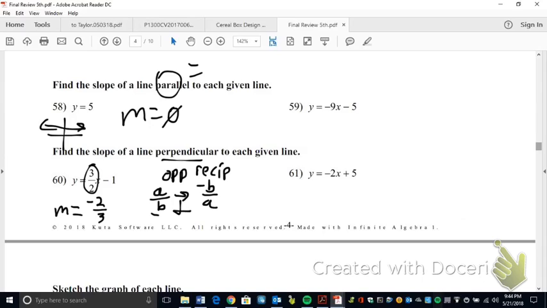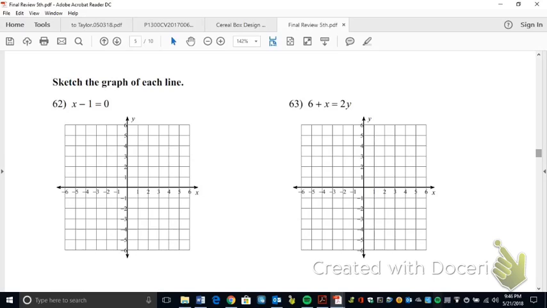61, we have a whole number, so instead of saying the slope is negative 2, we'd write it as negative 2 over 1, and then go ahead, flip it, and change the sign. So, sketch the graph of each line.